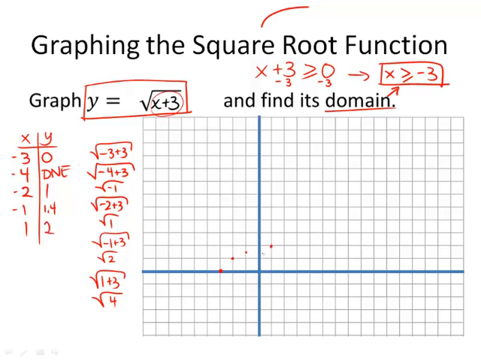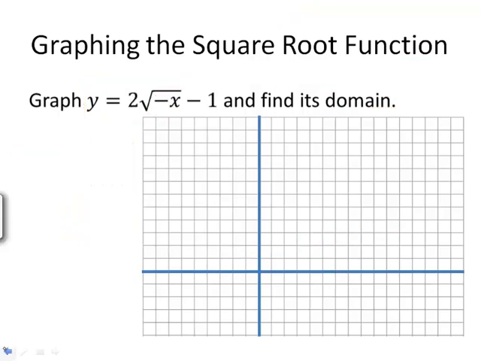So there we have it. And you can keep going. You know that 9 over is the next perfect square, and that's actually a 6. Let's try 6. Plug in a 6, you get root of 6 plus 3, which is root 9, which is 3. So 6, 3. And you have the shape.